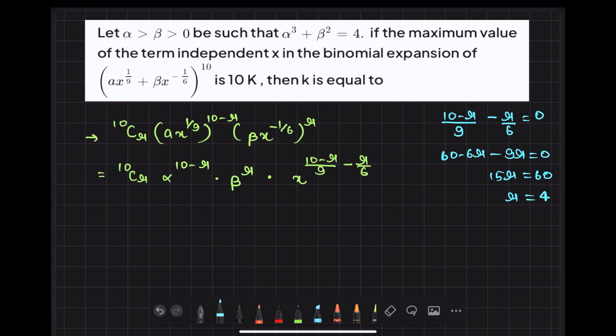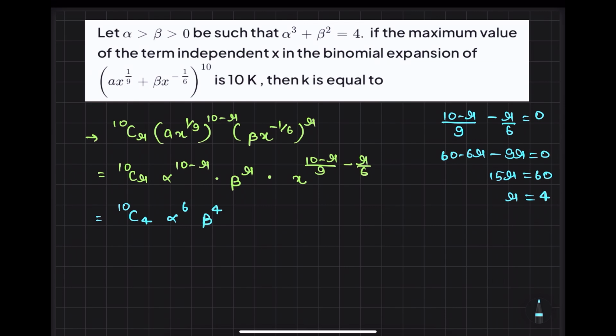So the term in which R is 4 will be the term which does not have x, meaning in that part x power will be 0. So the term is 10C4 alpha power 6 and beta power 4. Now we got this thing.